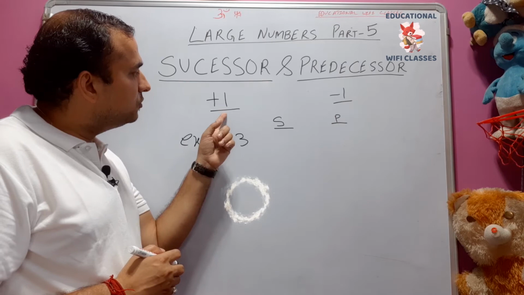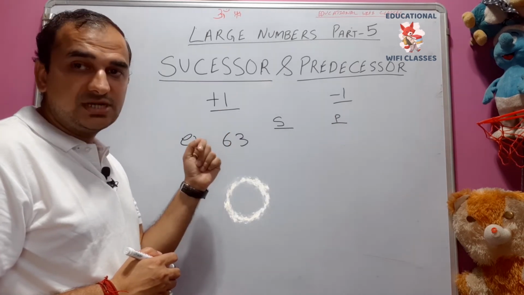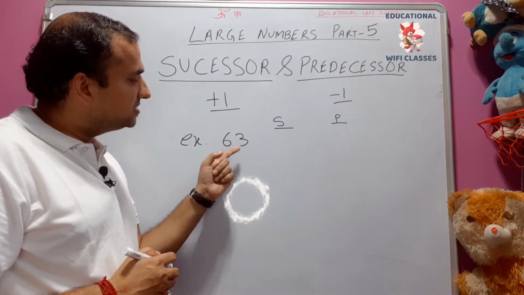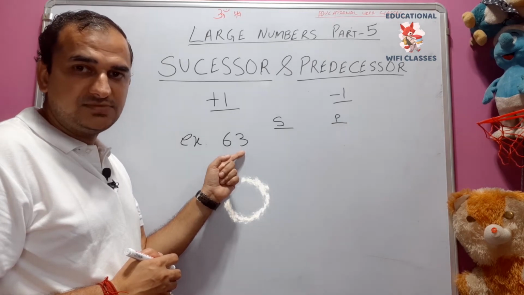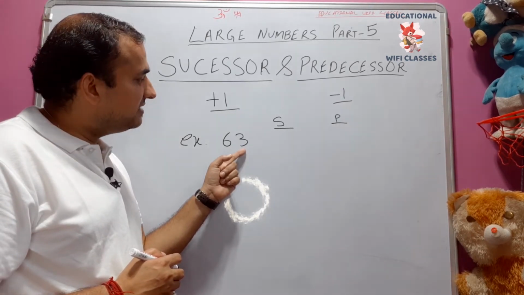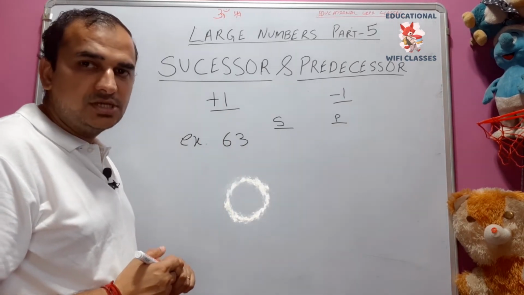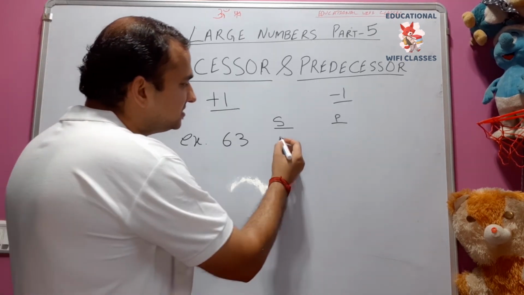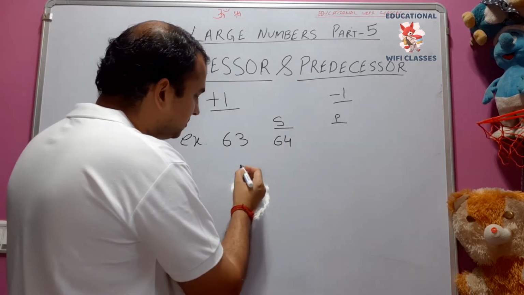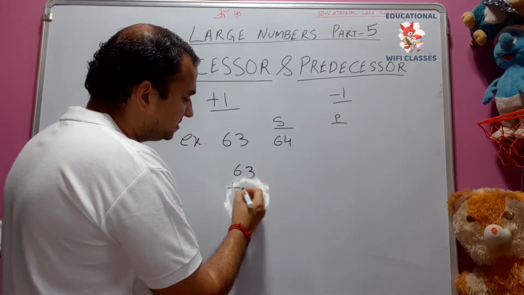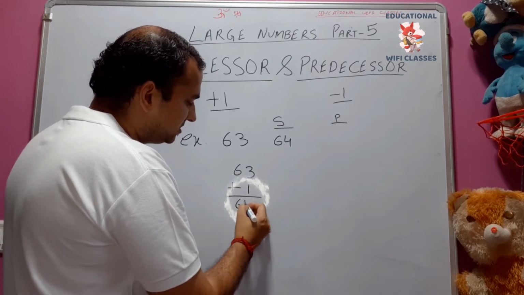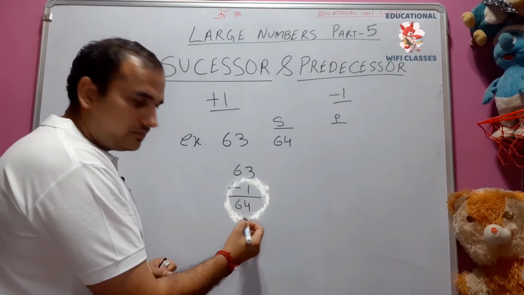So when I am going to add, 1 is in the units place. So I need to find out what the number is in the units place. In the units place I have 3. So 3 plus 1 becomes 4. So I get the successor here is 64, because 63 plus 1 gives 64. 3 plus 1 is equal to 4.